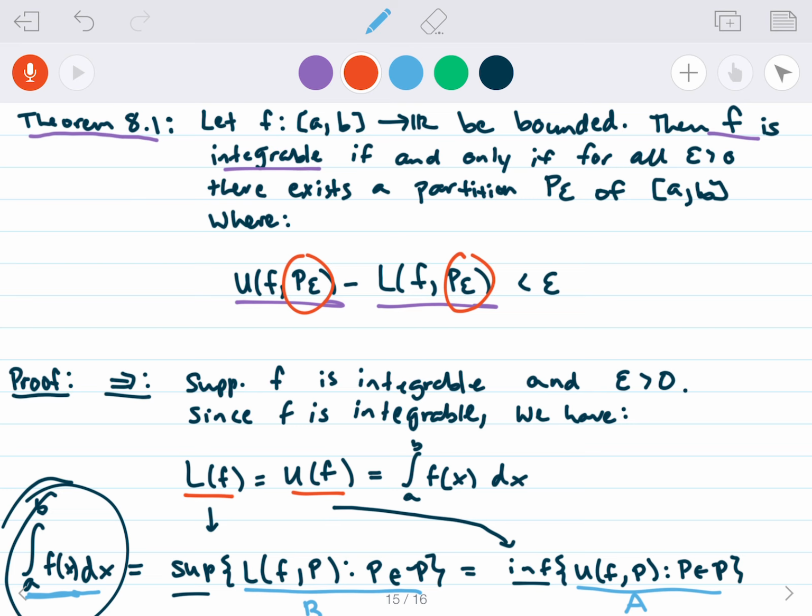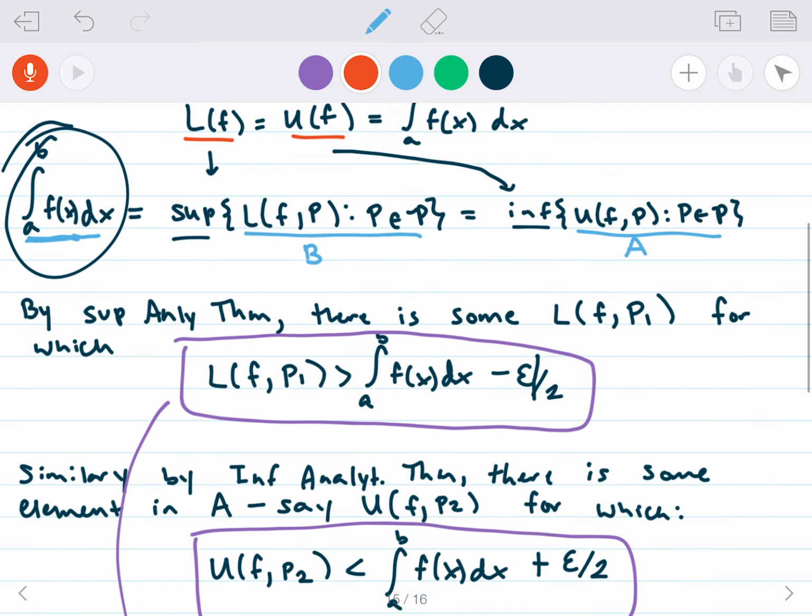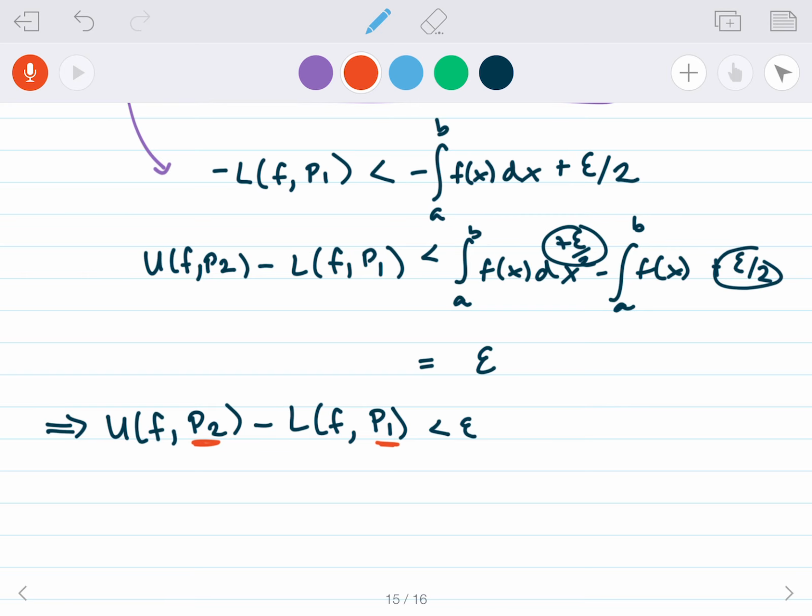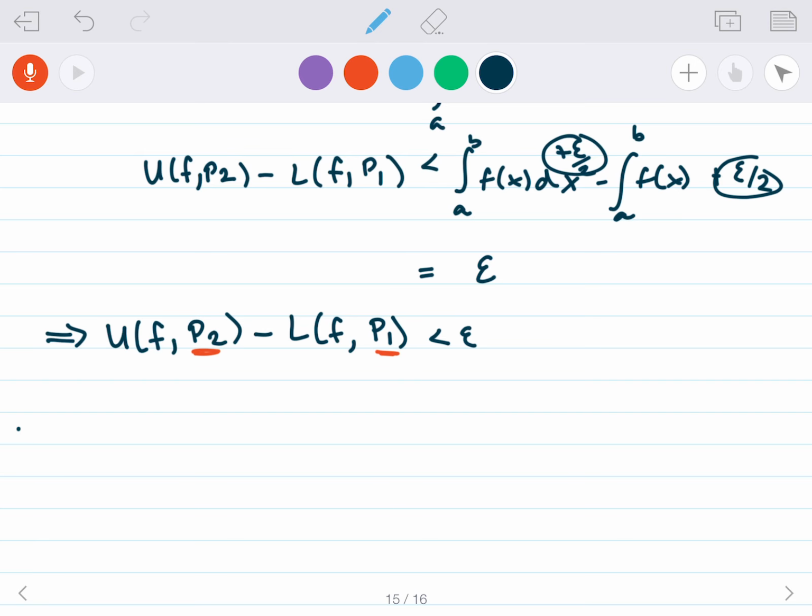Okay, so what are we going to do? Well, remember that we can refine our partition to make the approximation better. So what we can do here is choose our partition to be the union of P1 and P2, and then everything works out. It's pretty neat. So we choose our partition, P sub epsilon, that we want in our theorem, to equal the union of our two partitions, P1 and P2.